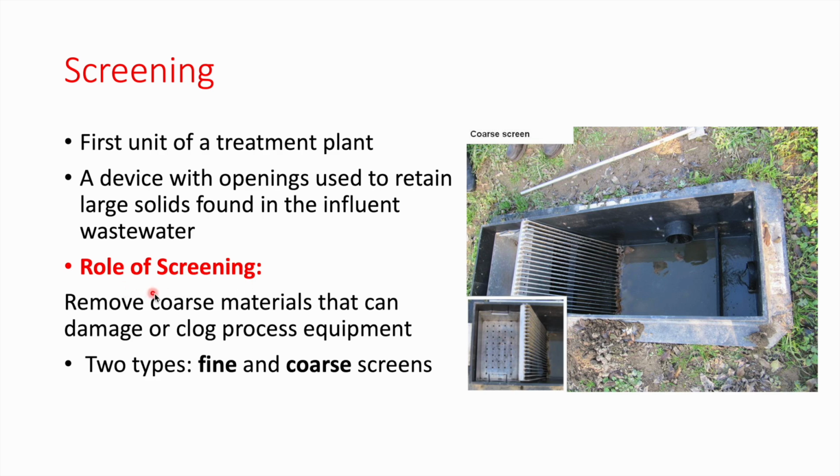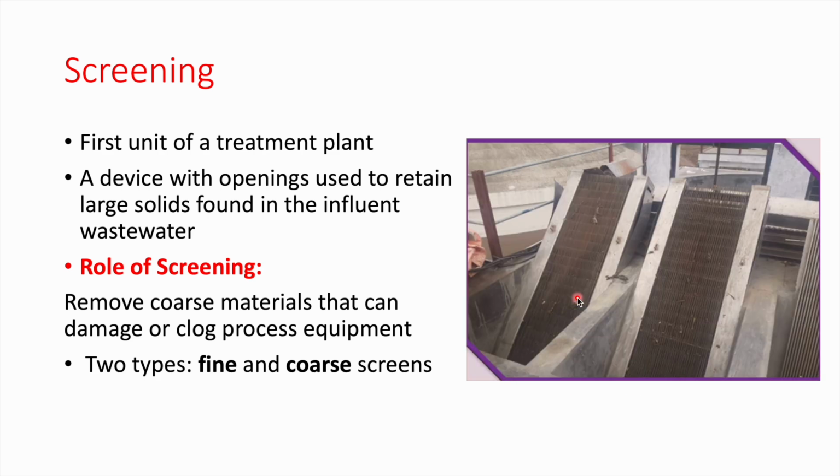The main role of screening is to remove the coarse or big materials that can damage or clog the process equipment. We have two types of screening: the fine screen and the coarse screen. What you are seeing here is a coarse screen, because the openings between the bars are large. This is a fine screen. The opening between each bar is very small, it's very tiny, and it removes smaller particles, but this is usually used in big wastewater treatment plants.